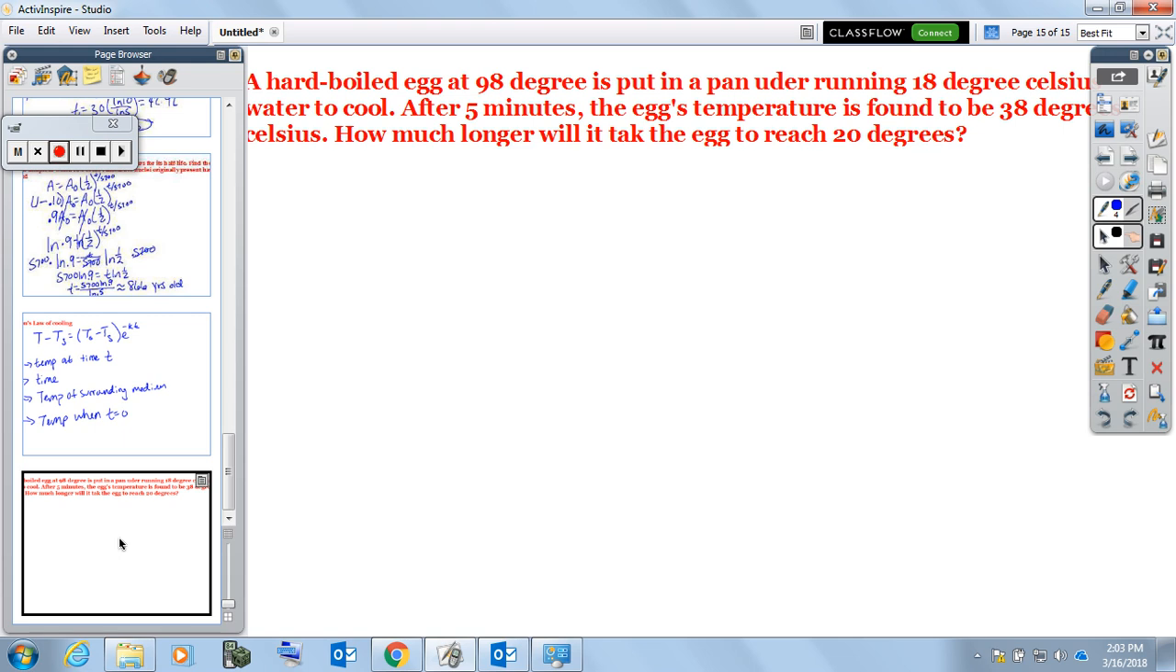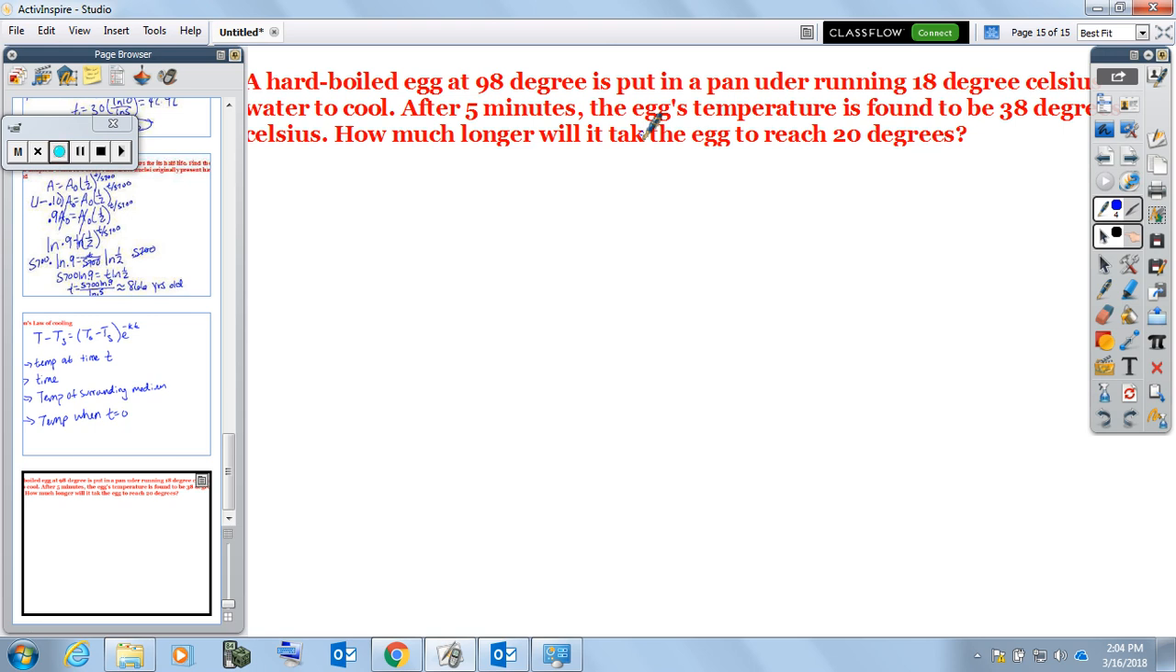Well, a hard-boiled egg at 98 degrees Celsius is put in a pan under 18 degrees Celsius of water to cool. After 5 minutes, the egg's temperature is found to be 38 degrees Celsius. How much longer will it take the egg to reach 20 degrees? A hard-boiled egg, currently at 98 degrees, is put in a pan under running water at 18 degrees Celsius, and its goal is to cool. After 5 minutes, its temperature is 38 degrees Celsius. How much longer will it take the egg to reach 20 degrees?